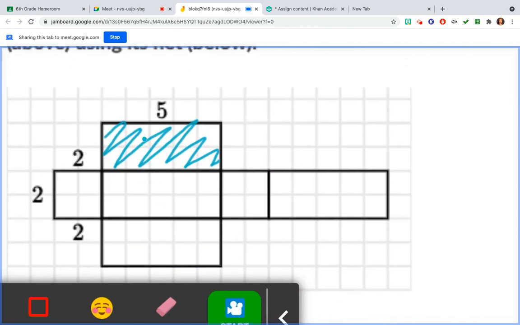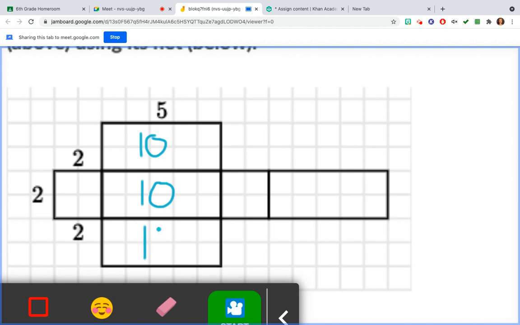calculating the area of each individual face. This is a 5 by 2. 2 times 5 is 10. This one here is a 5 by 2 as well. 10. This is a 5 by 2 as well. I mean, if you just have numbers and no shape drawn, it's not going to make much sense. 2 times 2, base is 2, height is 2. 2 times 2, 4. This is another 2 times 2.